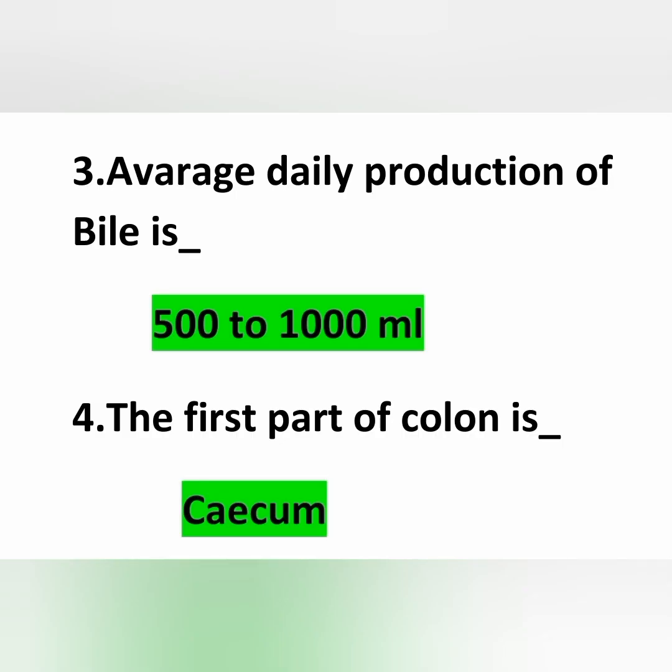And the next point, the average daily production of bile is 500 to 1000 ml per day. And the next point, the first part of the colon is called cecum.